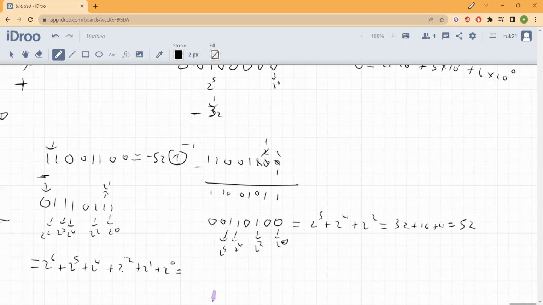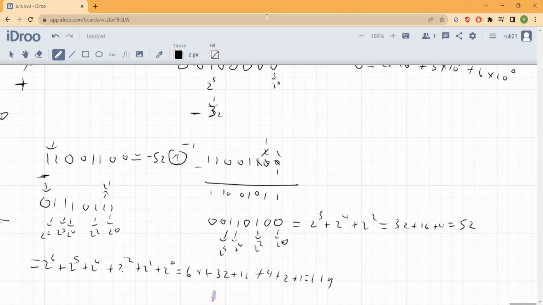which is in turn equal to: 2 to the power of 6 is 64. 2 to the power of 5 is 32. So 32 plus 16 plus 4. 2 to the power of 1 is 2, so 2. And 2 to the power of 0 is 1, plus 1. Okay, let's add this all up. 96 plus 4 is 100. 100 plus 16 is 116, so it's going to be 119. So this is simply equal to 119.